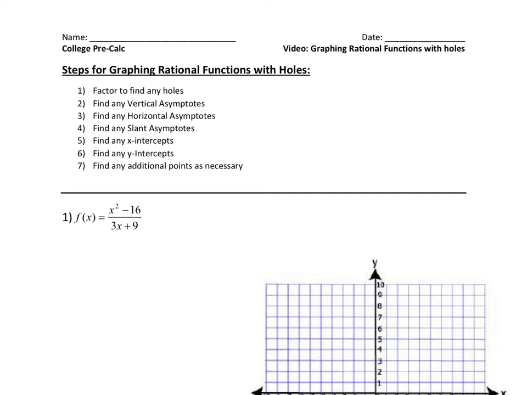Hi everyone, in today's lesson we're going to talk about how to graph rational functions with holes. So the first thing that we're going to do is factor, to see if we can find any holes or discontinuities. In this first example, we can factor the top to (x + 4)(x - 4), and the bottom, 3(x + 3). Now if you analyze this, it looks like there are no common factors, so there are no holes.